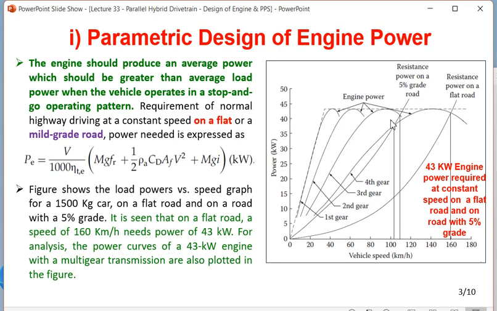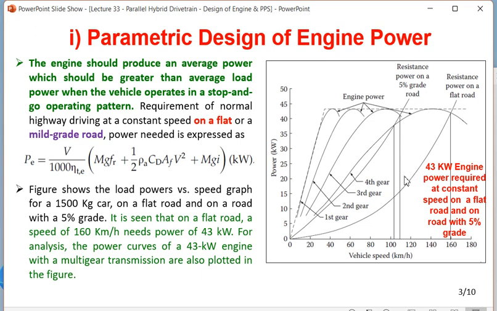The very important thing: whenever the vehicle is on a grade road, that 105 kilometer per hour will be produced by the third gear. And whenever the vehicle is in fourth gear, it will easily be able to produce 105 kilometer per hour. So gear pattern changes, power requirement changes. So the more the grade, the more power we have to generate on the y-axis to produce higher speed.